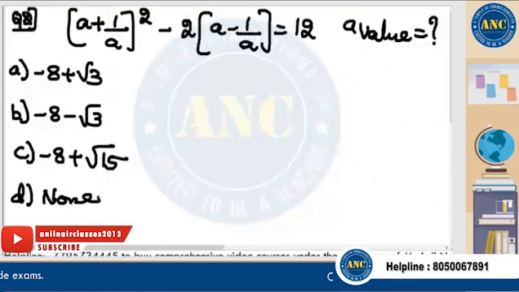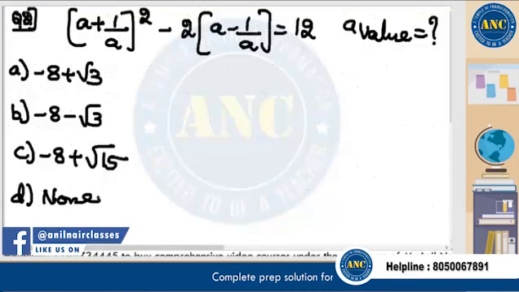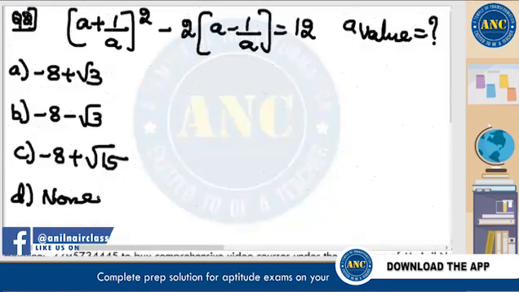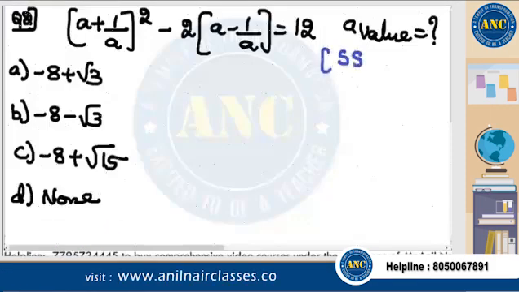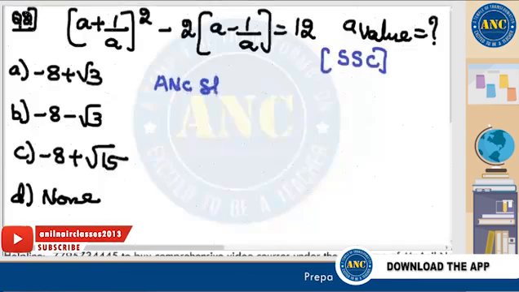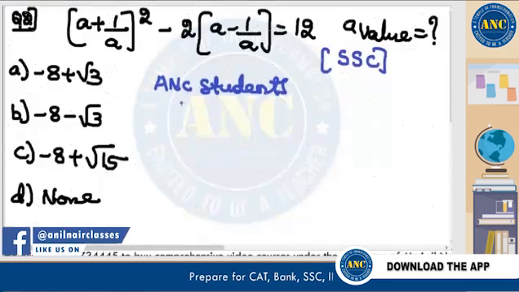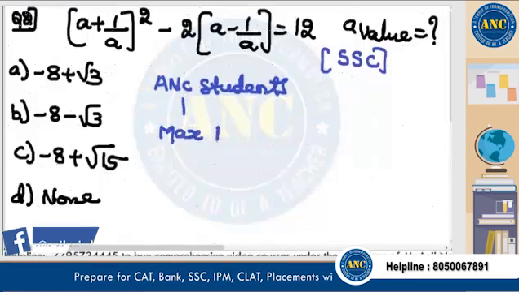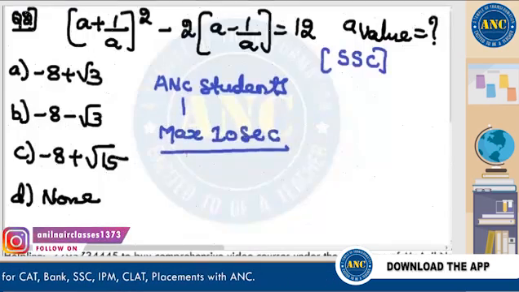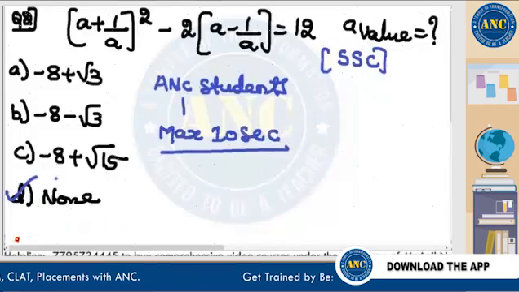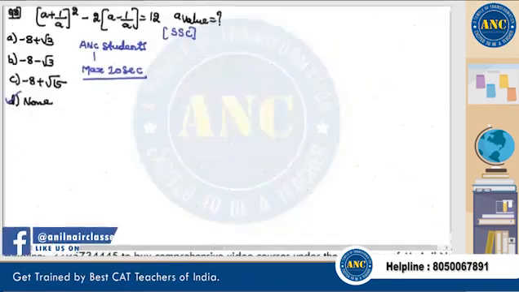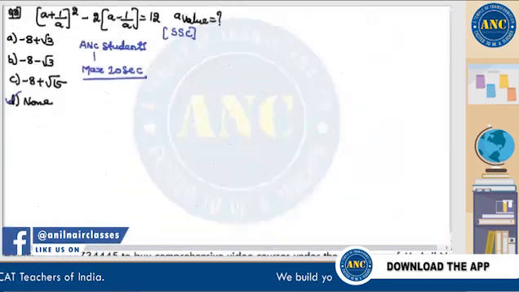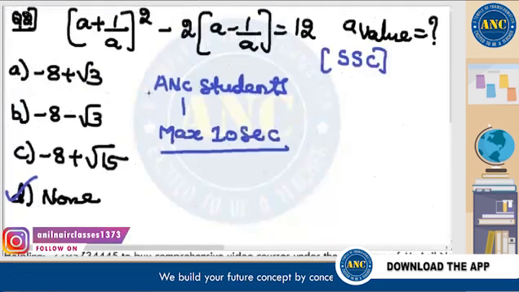This question is taken from previous year SSC questions. I have seen a lot of students using I don't know what all methods. If SSC students solve this question, it should take maximum 10 seconds. Just by looking at the question, I tick marked the answer as none of these. Why is it none of these? See the approach.